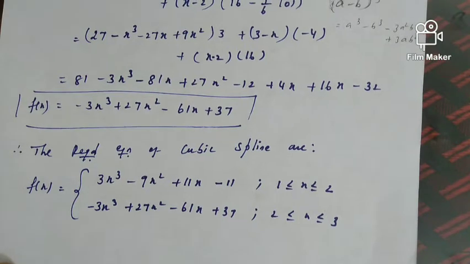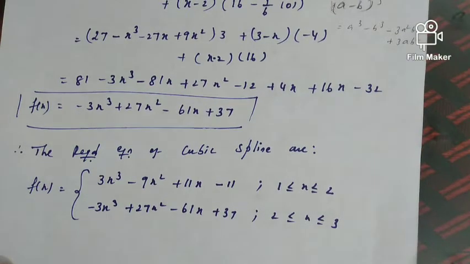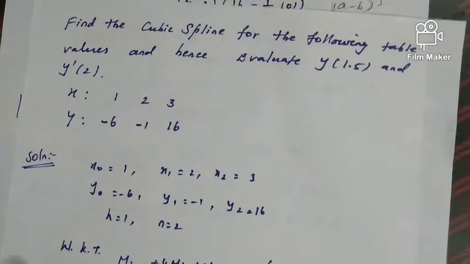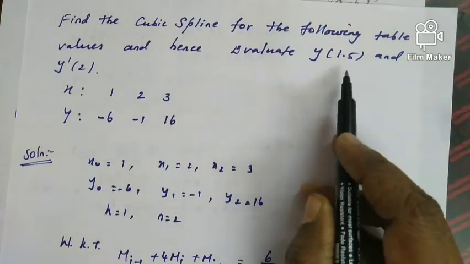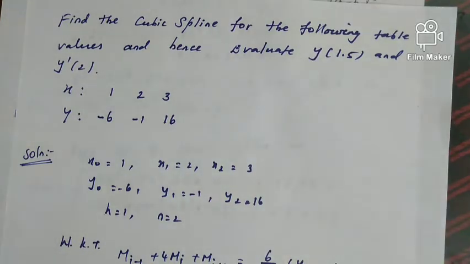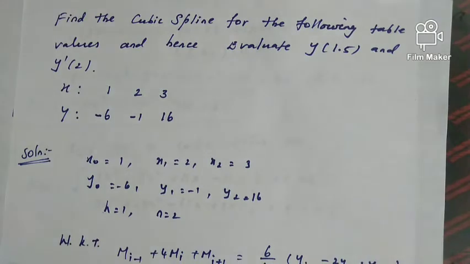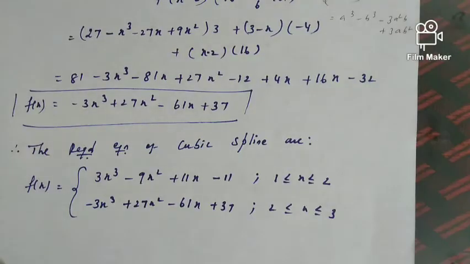Have we completed or not? We have not completed because one more part in the question is there. What is that? The question is: find also, hence evaluate y of 1.5 and y dash of 2. So first we will go for y of 1.5. That means we have to find the y value at x is equal to 1.5.